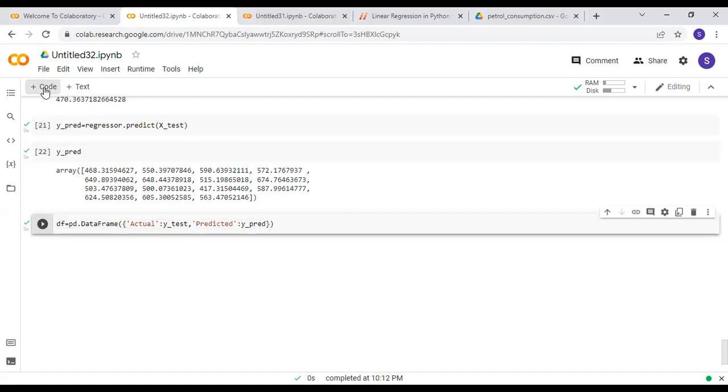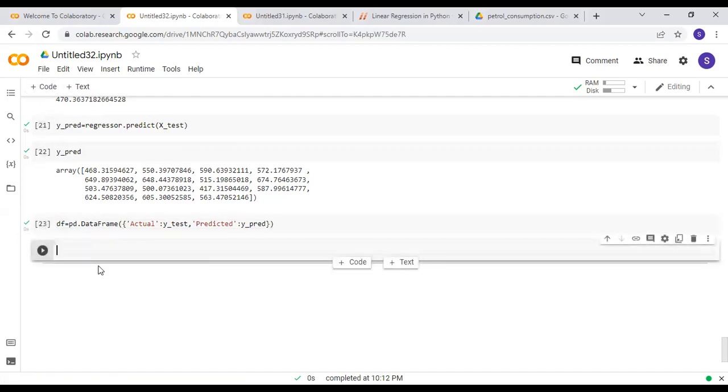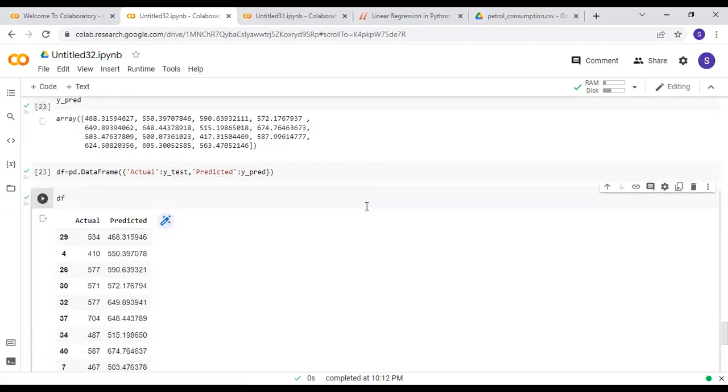If I want to see the data frame, I will see the actual and the predicted values. The actual value is 534 and the predicted value with respect to the model is 468.312. So now, how much error has been created?